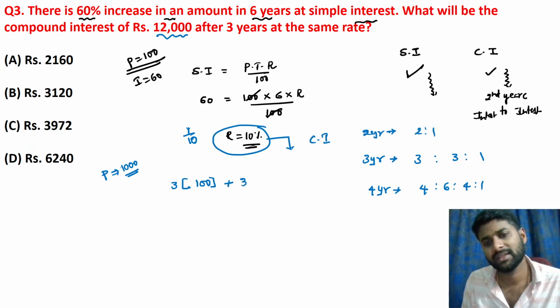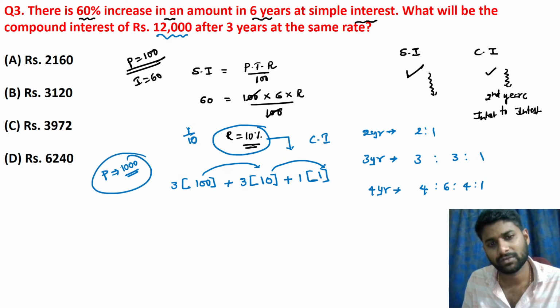Again, the ratio says 3 parts. Again, interest on the interest. 1 by 10th of 100 is 10. Again, the ratio which is multiplied with the 1. 1 by 10th of 10 is equal to 1. So, if I am taking 1000 rupees, I have to pay interest of 331 units.